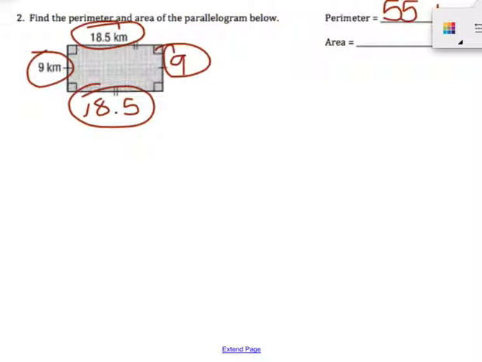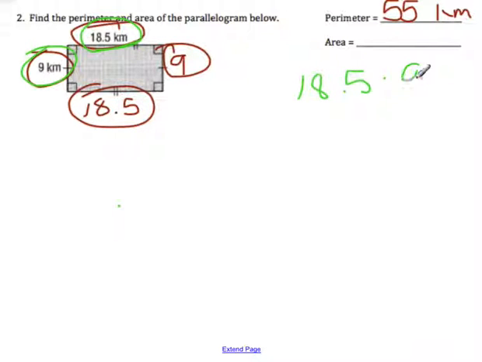Then to calculate the area of a parallelogram, all you have to do is base times height. So to get the area, all we're going to do is 18.5 times our height, which is 9. When you multiply those two together, you get 166.5, and then you're going to write it as kilometers squared. Remember that area is always squared.